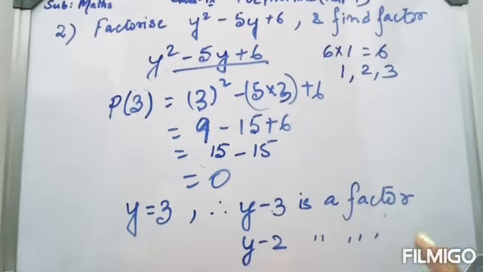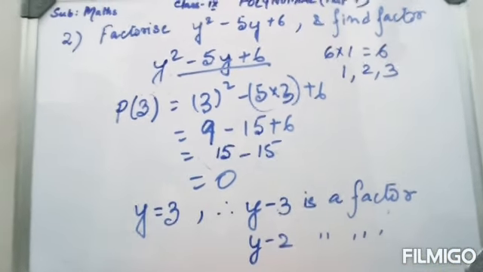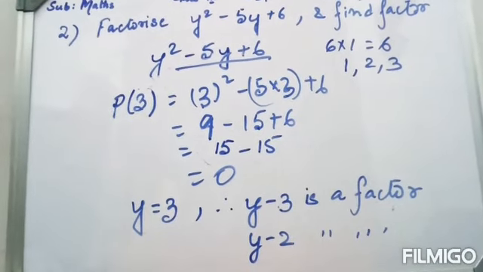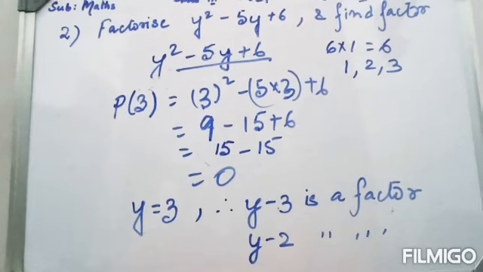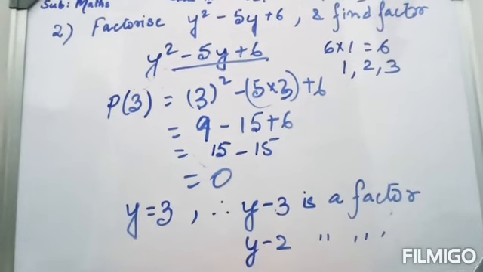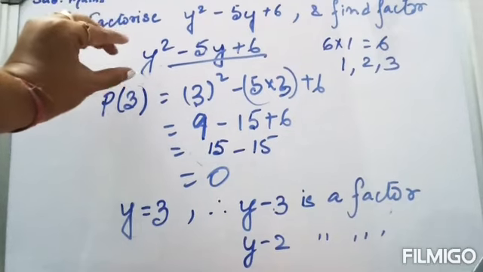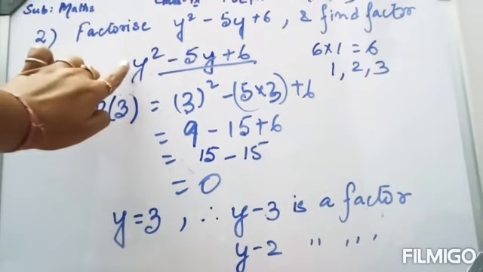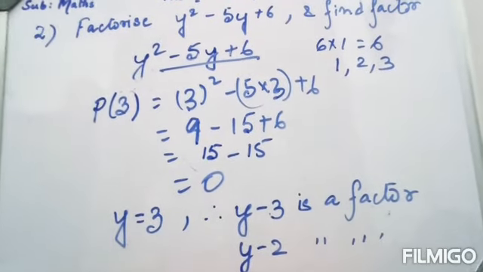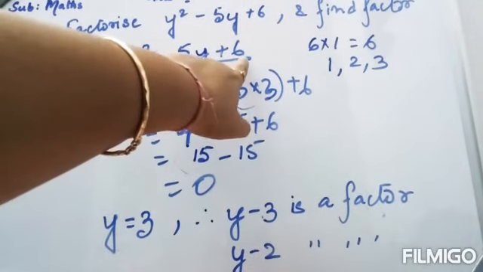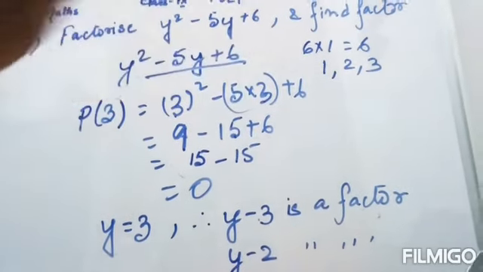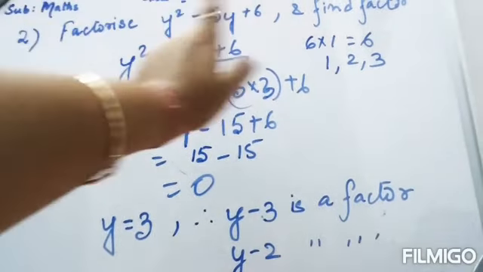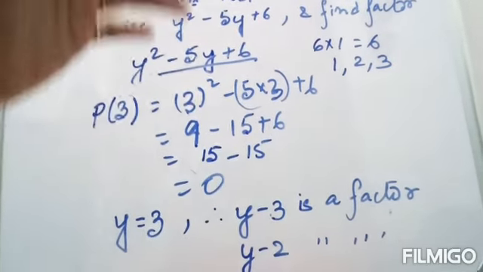This method is known as the trial and error method. It is also known as the rational zero theorem. But since it's not in our syllabus, I am not going into details of it. Just remember, whenever a polynomial is given, always take the constant and the coefficient of the first term into a ratio. Individually find out the factors of the constant term, find out the factors of the coefficient, and then put them into a ratio.